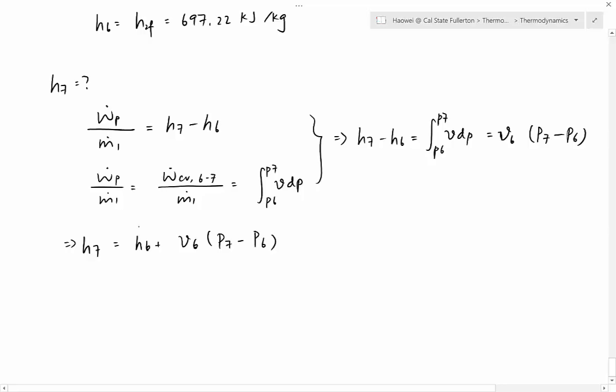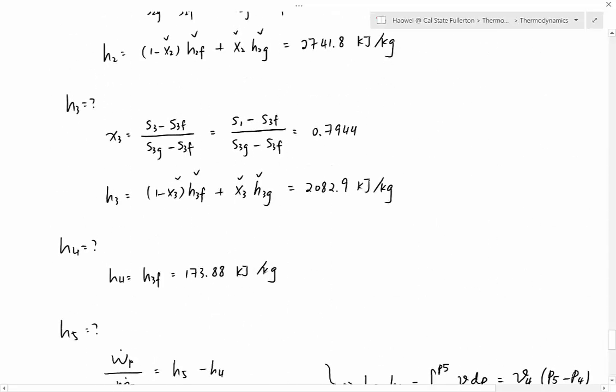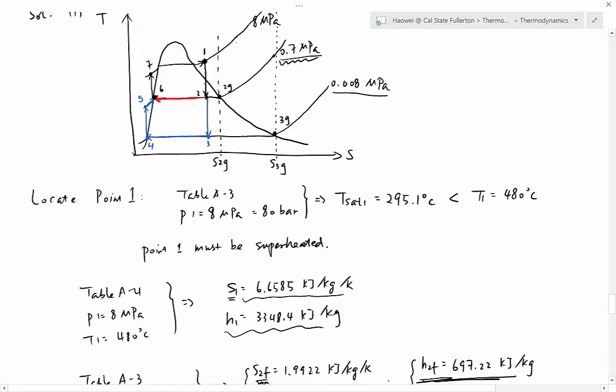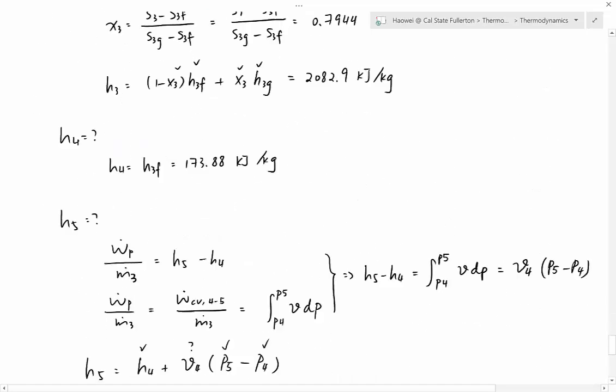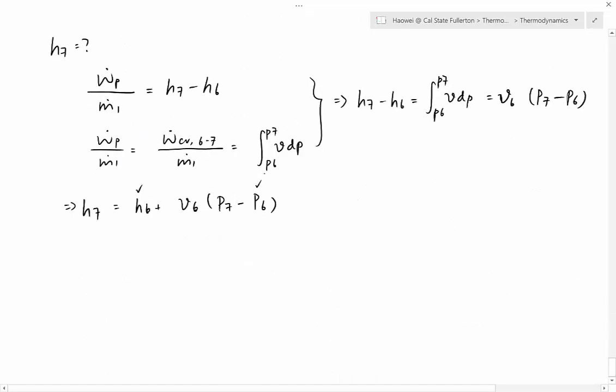Okay, H6, we already found this one. And P6 and P7, let's take a look. What is P6? Number 6 is on the 0.7 megapascal line, so P6 is 0.7 megapascal. And number 7 is on the 8 megapascal line, so P7 is 8 megapascal. So P6 and P7 are very easy. The only thing we don't have at this moment is nu6. How do I look for nu6?